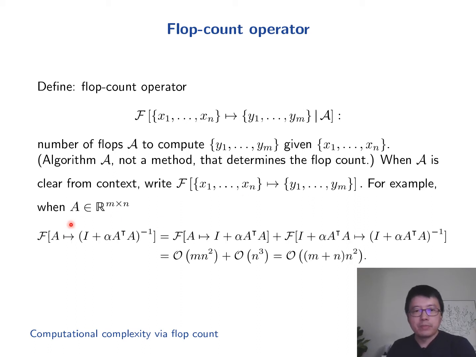Here's an example. Given matrix A, computing the inverse of the identity plus A transpose A can be decomposed into two steps. So the cost is the sum of the cost of the two steps. The first step is to compute the matrix that we are going to invert. The second step is to compute the inverse itself. The first step takes mn squared, which is dominated by the cost of A transpose A. The second step is n cubed. Together it is O((m plus n) squared).